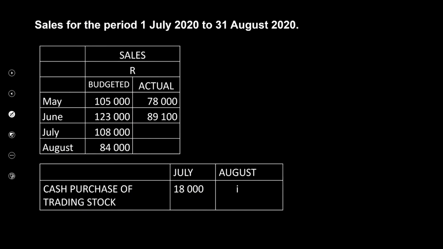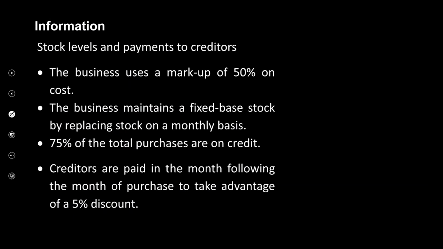So what are we looking for? The missing value here is your cash purchase of trading stock for the month of August. All right. Okay, let's look at how we're going to go and do this. Let's look at the information first. One, the business uses a markup of 50% on cost. Important in terms of our calculations. Remember, cost price, markup, and selling. Cost is 100. Markup is 50 in this instance, therefore my selling is 150. Okay, so I've got that information.